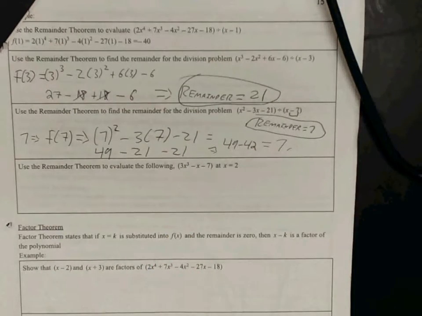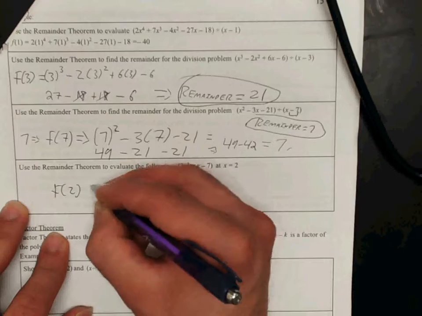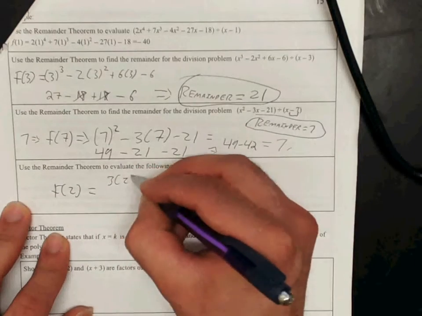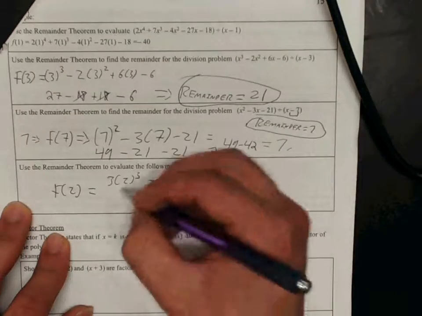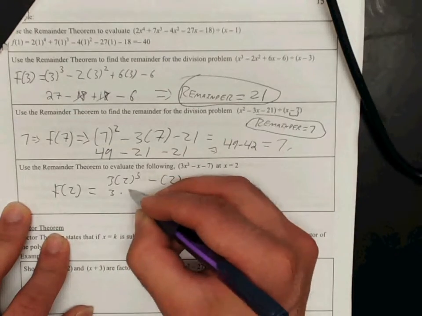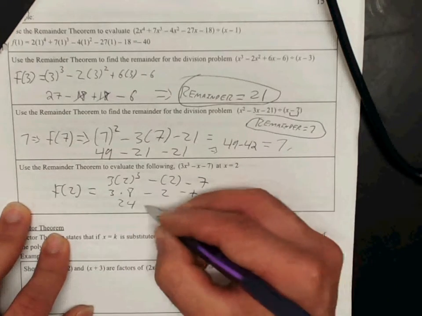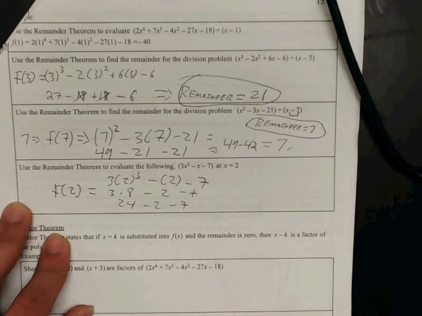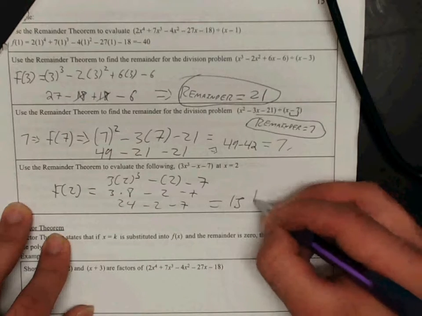Circle our answers. Use the remainder theorem to evaluate the following: 3x cubed minus x minus 7. Pause the video, evaluate for yourself. Now I'm going to go over the solution. F of 2 is equal to 3 times 2 cubed minus 2 minus 7. So that's going to be 3 times 8 minus 2 minus 7. So it's going to be 24 minus 2 minus 7, so it's going to be 22 minus 7, which is going to be equal to 15, which is equal to the remainder.